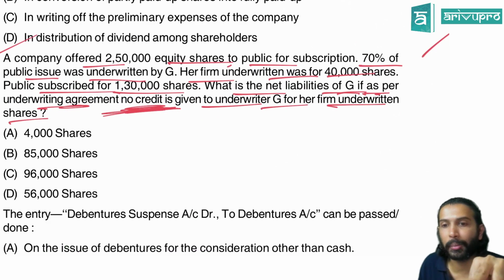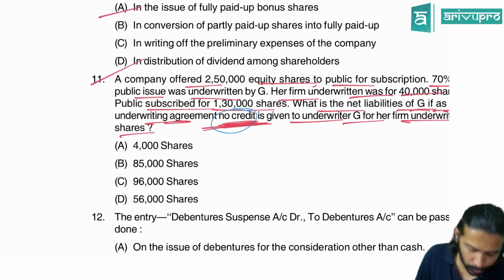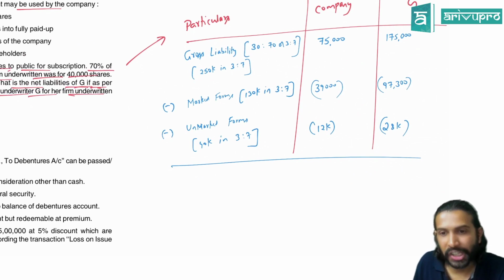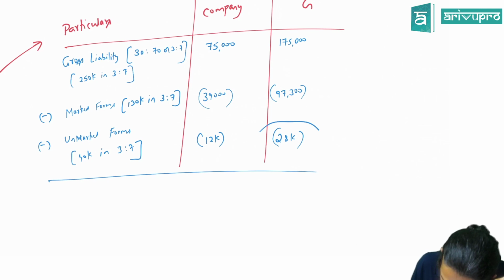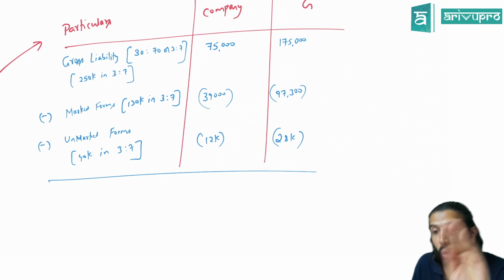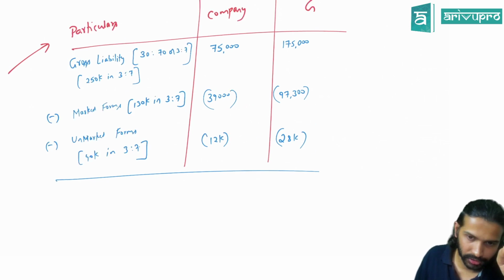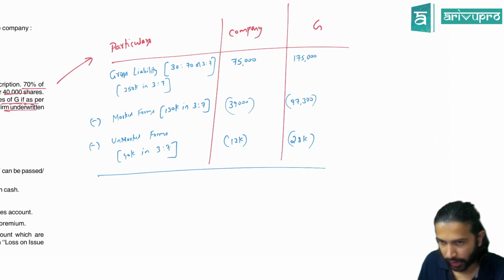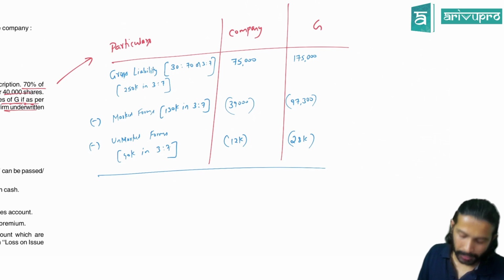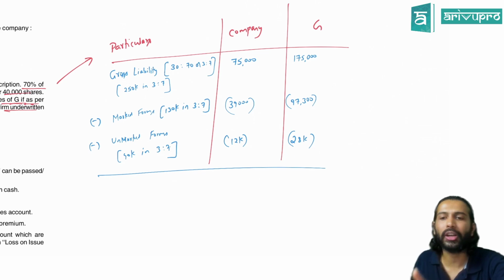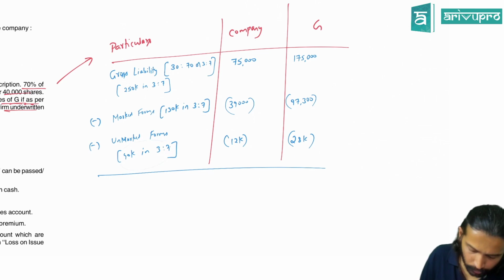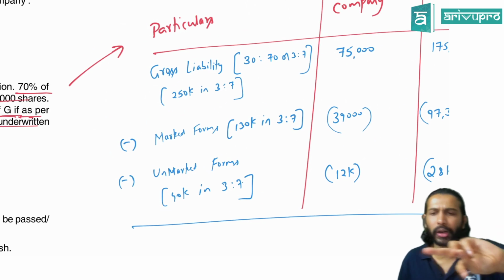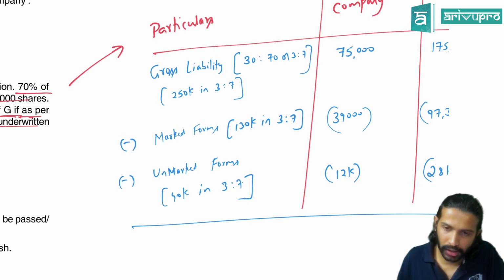If credit was to be given, if they had told credit is to be given, then what would we have done? This 30,000, who took it up? G ka firm. That means I would have subtracted the entire 40 from G ka liability only. If he had got the credit, the entire 40 I would have deducted from him. That's what we did. But here, since they said credit is not to be given, you have to treat this 40,000 as unmarked application forms. And unmarked application forms we distributed in the gross liability, GL ratio.